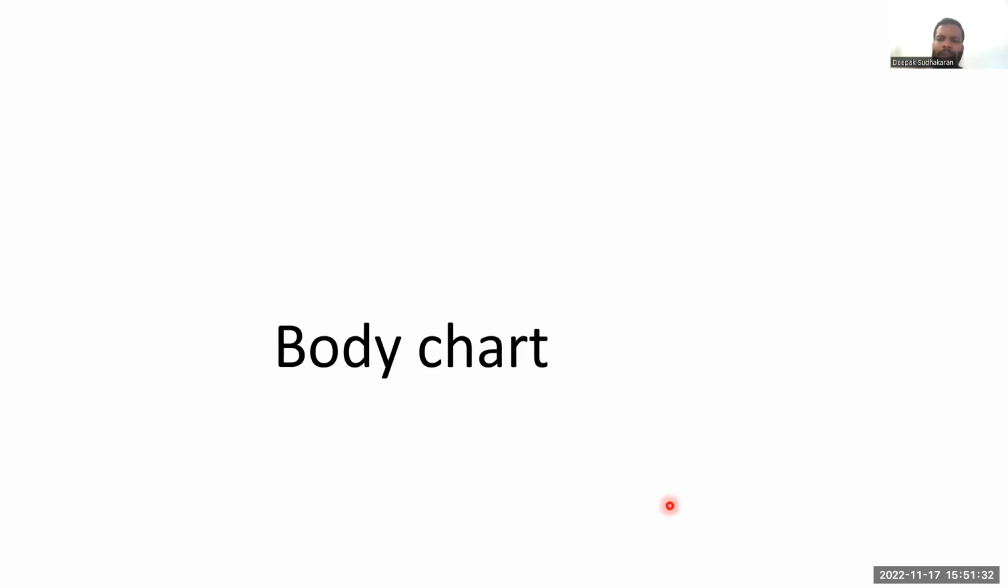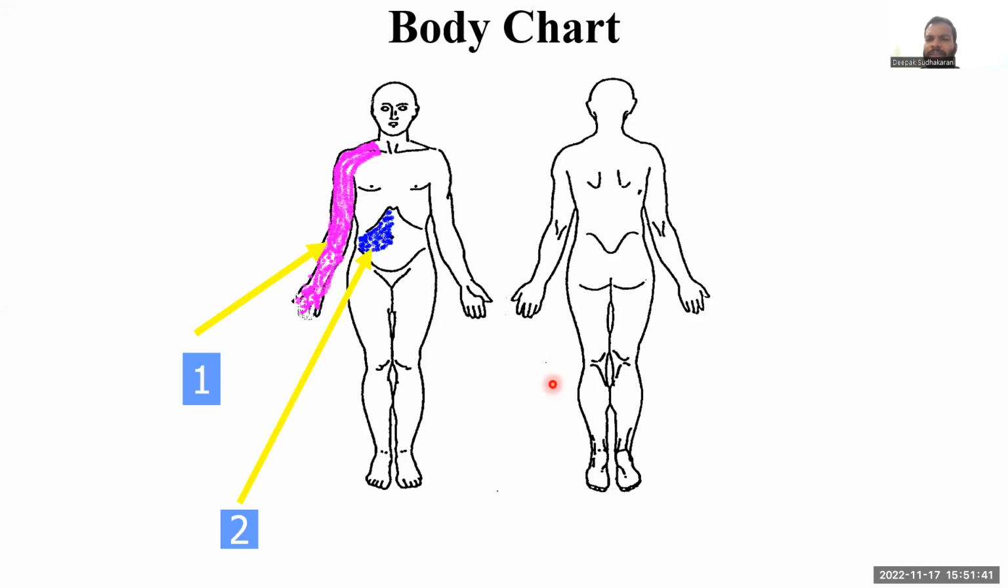And many a times the written words may cause confusion because different people write in different ways. So a body chart becomes much easier for anyone and everyone to understand. There may be different kinds of pain at different parts of the body. Here you can see the right upper limb in pink color, and in the hypochondriac region, there is a blue color. Two different kinds of pain, and that's why they have been shaded in different colors.